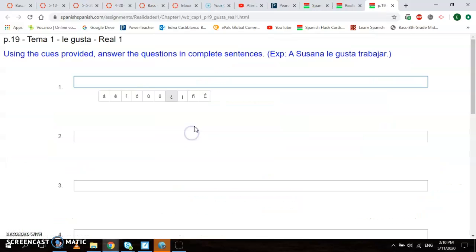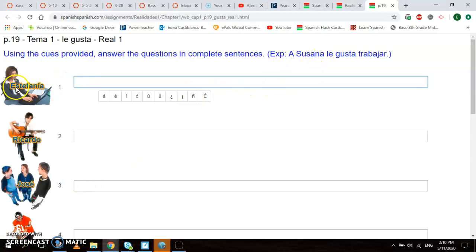And the last one says, using the cues provided, answer the questions in complete sentences. Example, a Susana le gusta trabajar. So in this case, it's not Susana, but Estefanía. So I'm going to put Estefanía le gusta. What is she doing? Oh, she's using the computer. So le gusta usar la computadora. A Estefanía le gusta usar la computadora. It didn't work. Maybe she likes to work. It doesn't work. Okay, I'm going to try to find the answer.